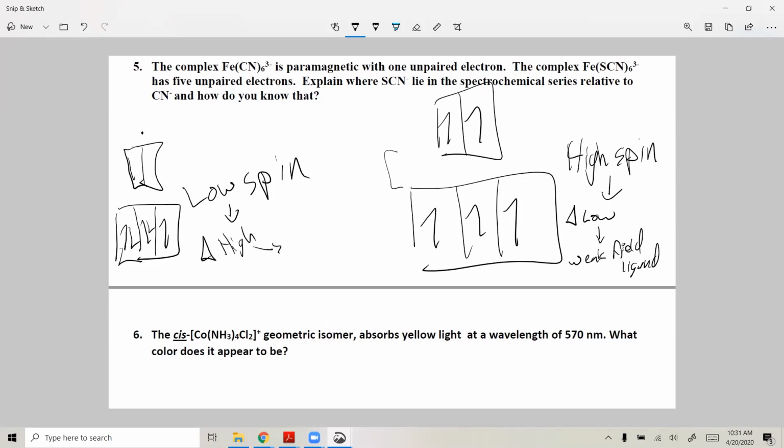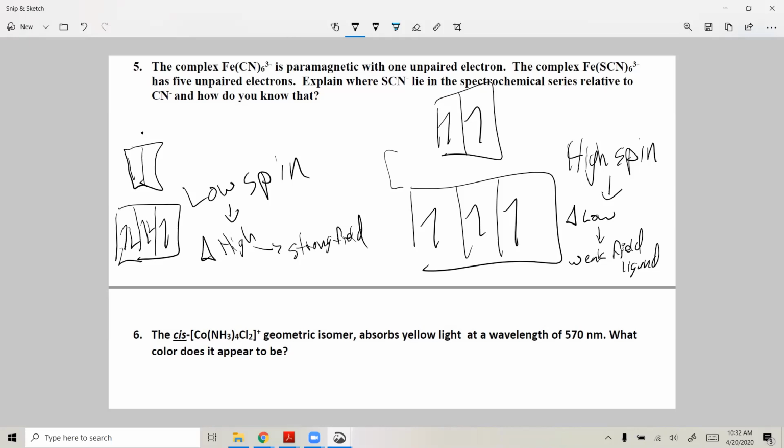If there's a high change, what kind of ligand do we need to be? Strong. Strong, very good. And so when they're looking for an explanation, we could say that SCN is a weaker field ligand than CN because it doesn't split the energy levels of our d orbitals as strongly, which is why it can be in a high spin state compared to the low spin state of the CN.